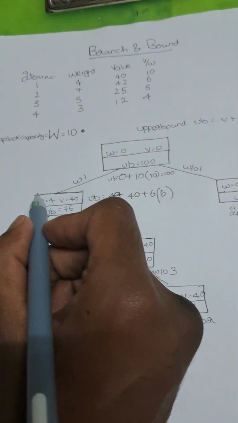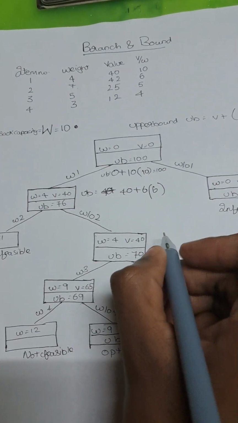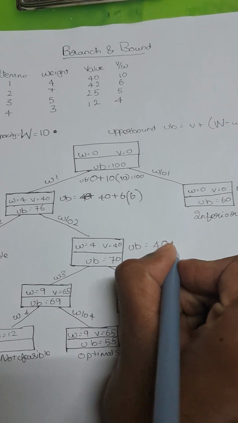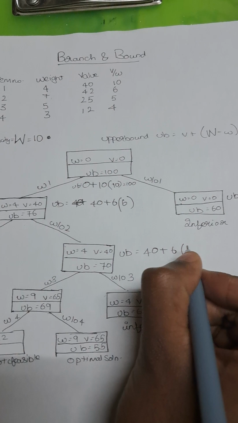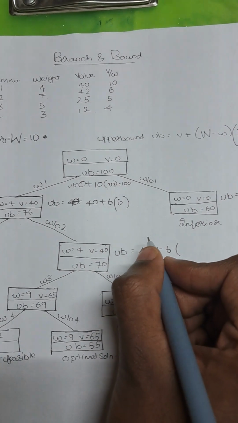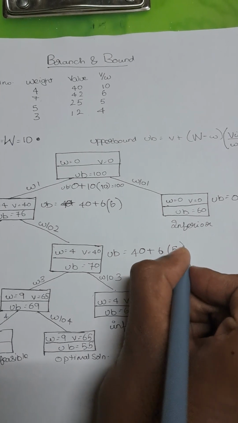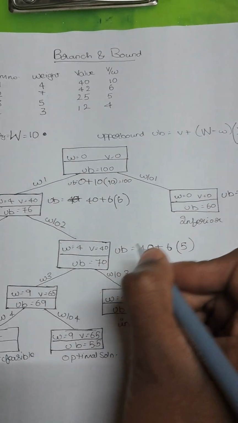Without 2, the value remains the same. Weight is 4 and value is 40, since we have not added any other item. Upper bound is equal to value 40 plus (W minus w), 10 minus 4, 6, into V(i+1) by W(i+1). Here i is 2, so we consider i+1, 3. Value by weight for item 3 is 5. 6 into 5, 30. 30 plus 40, 70.